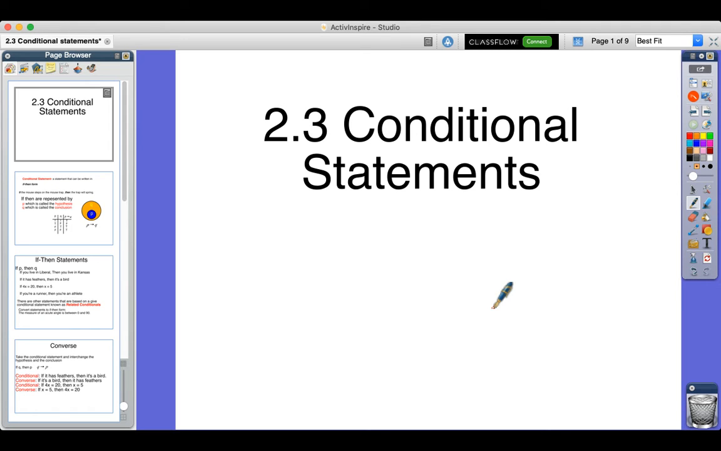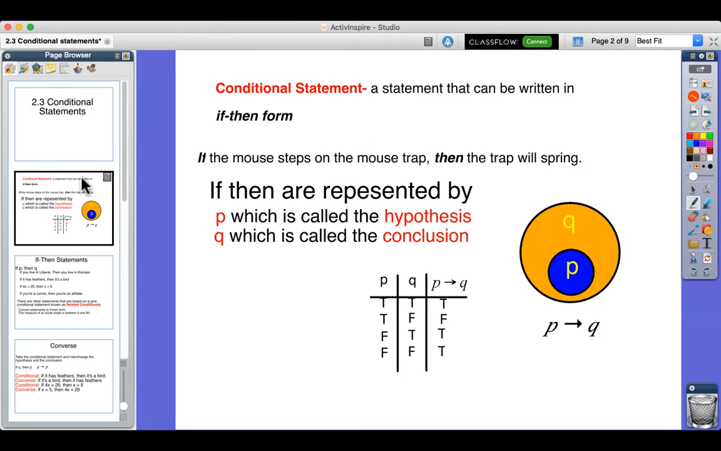Today we're talking about conditional statements. Let's see what conditional statements even mean. Conditional statements can be written in the form of if-then, which means there is a condition based on what's going on. For example, if the mouse steps on the trap, then the mousetrap will spring. Okay, so that's an if-then.